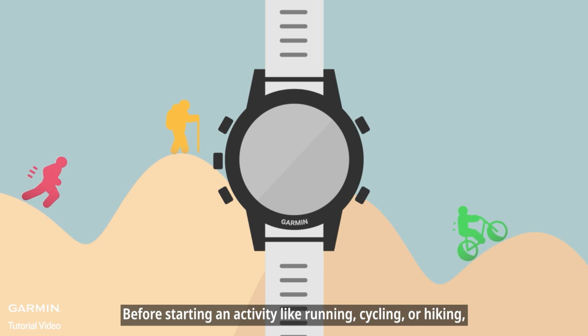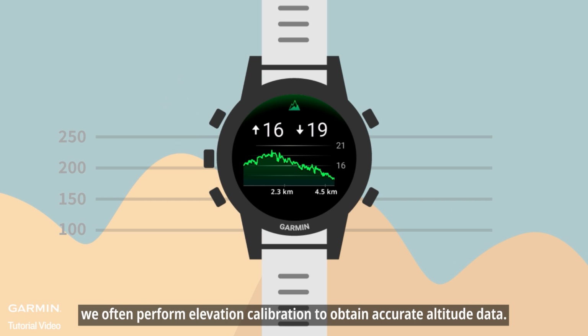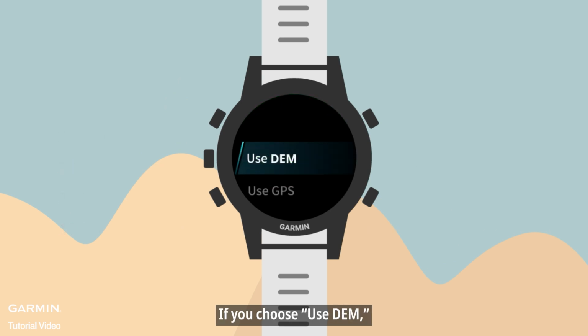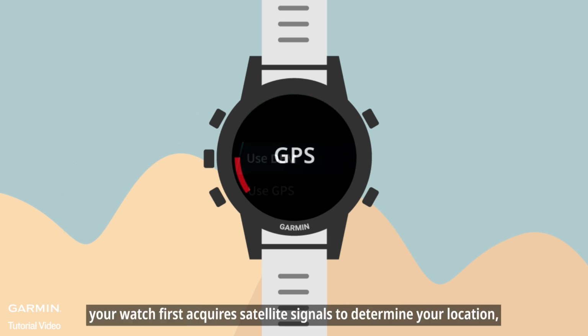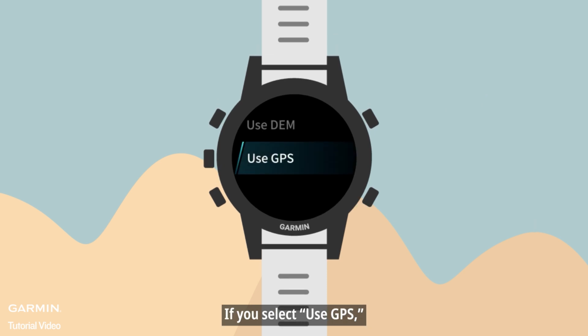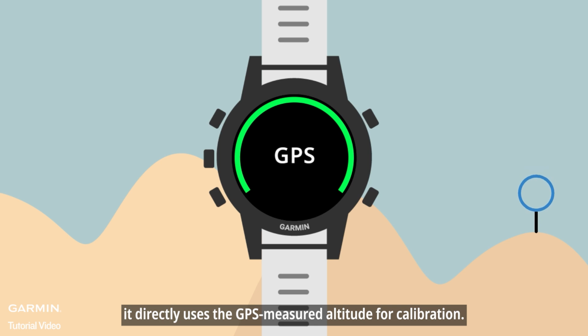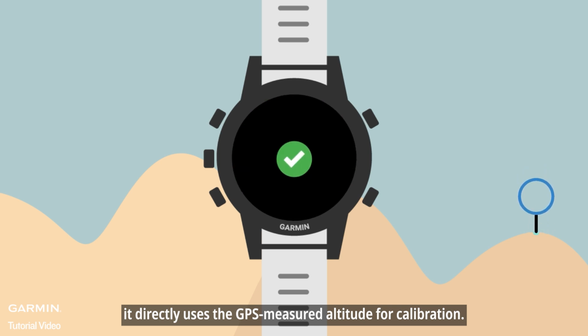Before starting an activity like running, cycling, or hiking, we often perform elevation calibration to obtain accurate altitude data. If you choose Use DEM, your watch first acquires satellite signals to determine your location, then uses the DEM elevation data for that location to perform calibration. If you select Use GPS, once your watch receives satellite signals, it directly uses the GPS-measured altitude for calibration.